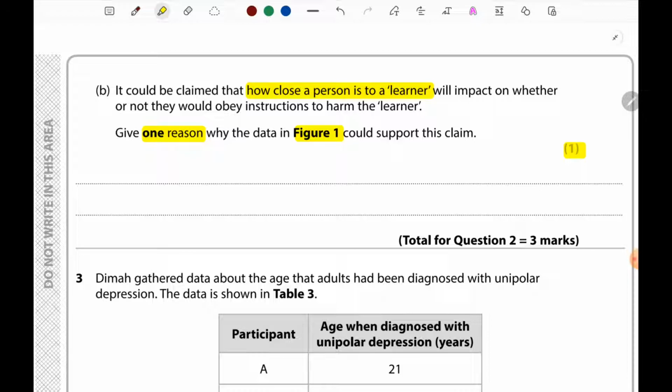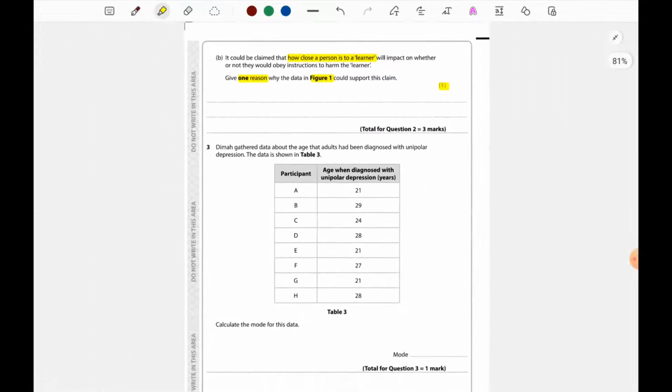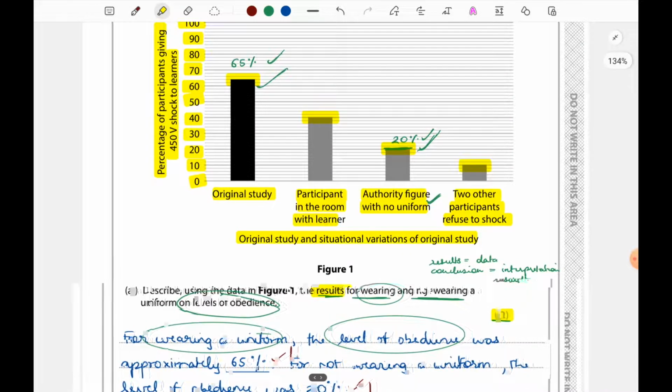Okay, so this can be done in a future variation. They can keep on manipulating the closeness, so they can put the learner and the teacher or the participant at different distances from each other. Exactly this has not been done, but something close to this has been done in that variation in which participants are in the same room with the learner.